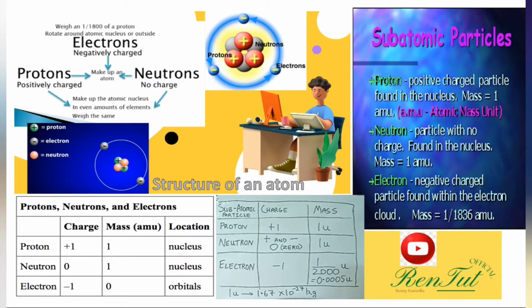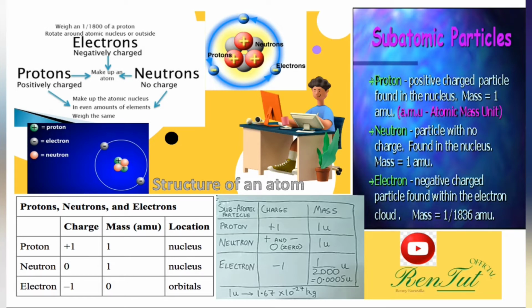Then the neutron has no charge, and it is situated in the center of the nucleus. Then we have electrons, which are negatively charged particles, and they revolve around the nucleus. Its mass is very infinitesimal. You can see it is 1 divided by 1836, we take a round figure like 1 divided by 2000 for simplicity's sake, and you will get 0.0005, multiplied with 1 AMU, and that can be written as U. So you can see the table out there.